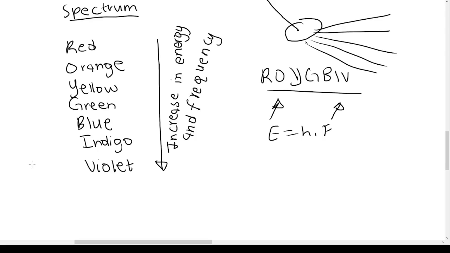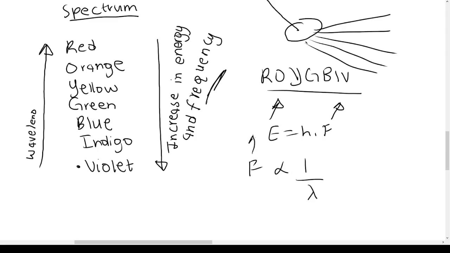At the same time, if you go up, wavelength increases. It means red has the highest wavelength, whilst blue or violet has the shortest wavelength. The shorter the wavelength, the higher the frequency, because frequency and wavelength are inversely proportional to one another. If one goes up, the other goes down.